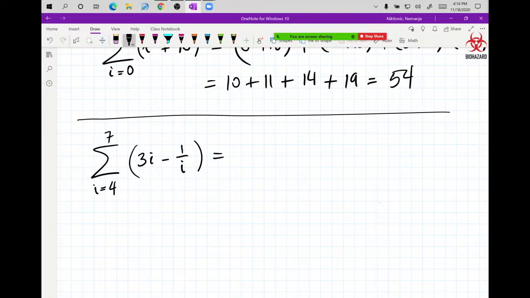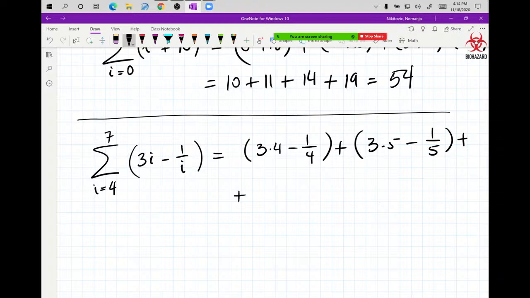All right, so what do we have here? Well, first number is 4. That's 3 times 4 minus 1 over 4. Plus, the next number after 4 is 5. 3 times 5 minus 1 over 5. Plus, 3 times 6 minus 1 over 6. Plus, the last number where we have to stop is 7. Done deal. That's it.